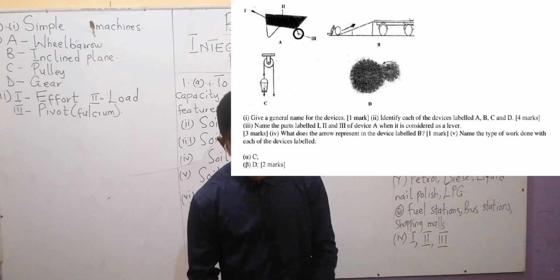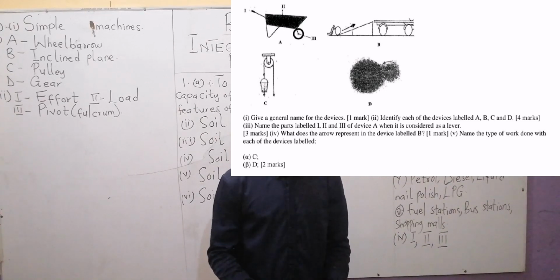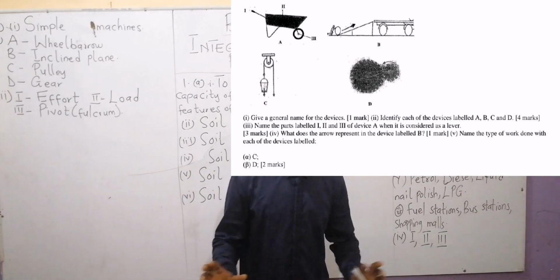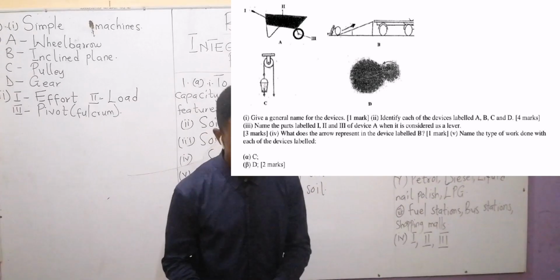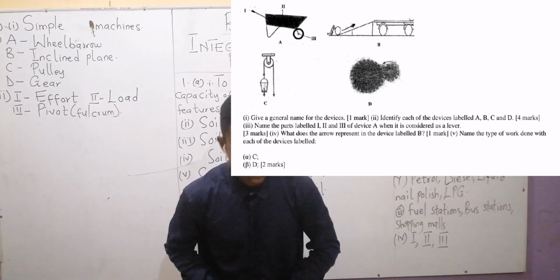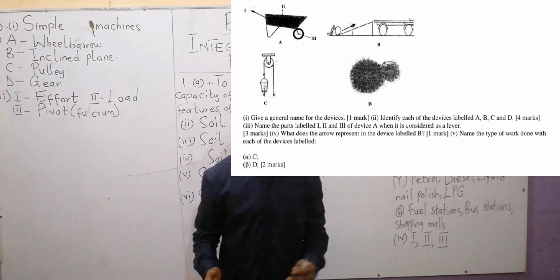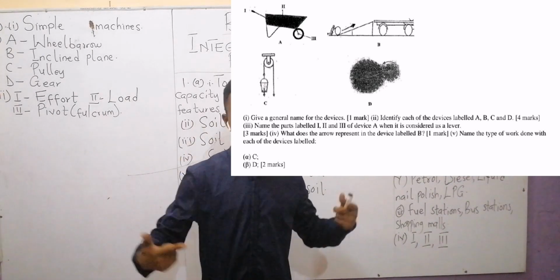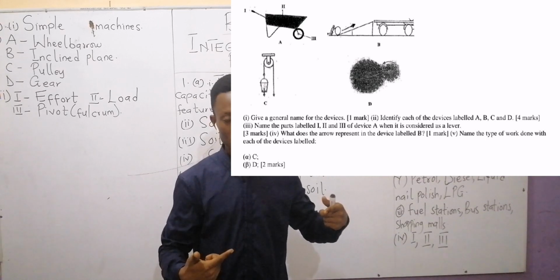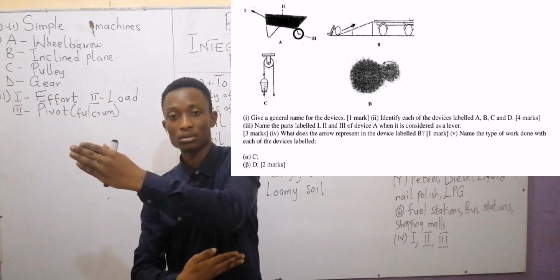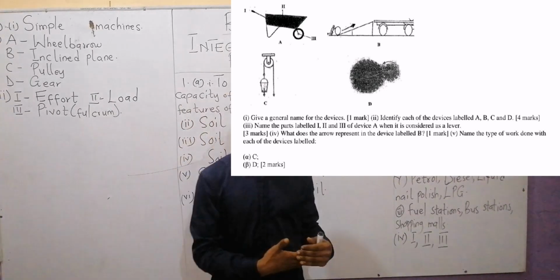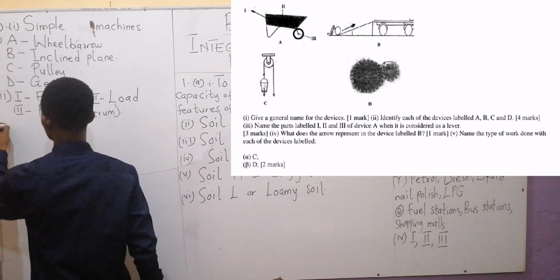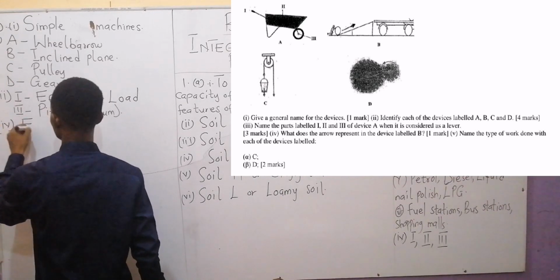The next question: what does the arrow represent in the device labeled B? There's an arrow where a man is pushing a barrel up a plane. What is the meaning of the arrow? The arrow represents a force that is causing that container to be pushed upwards. The force applied at one end of the machine is the effort. So the answer to that question is effort.